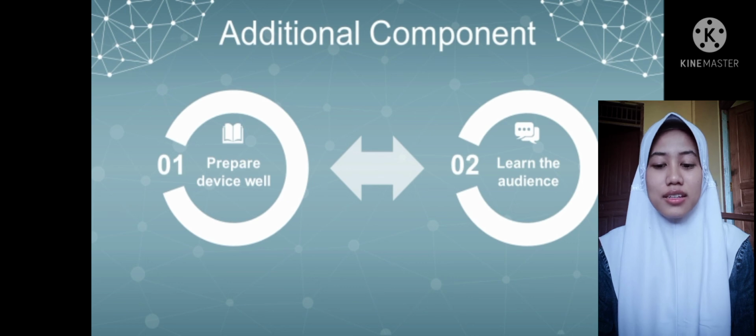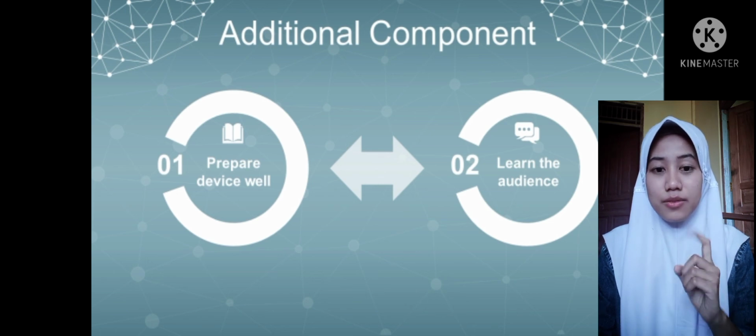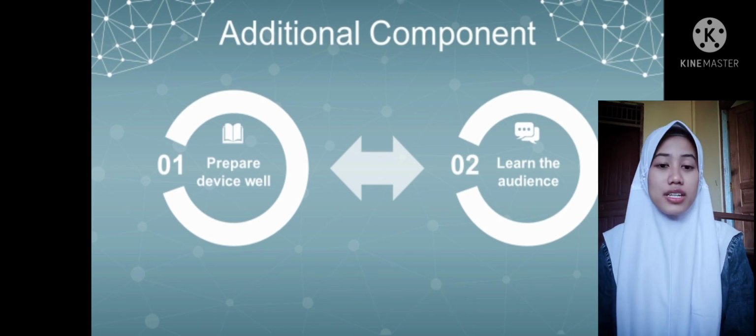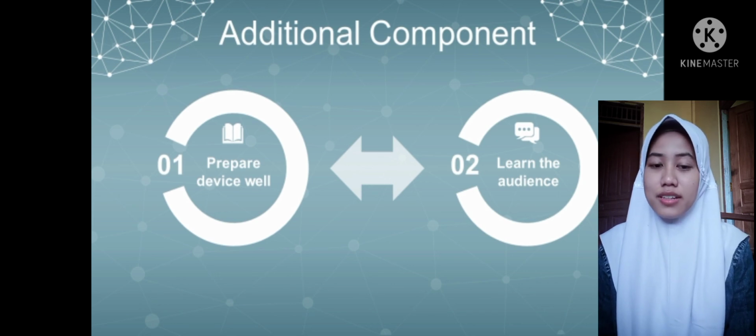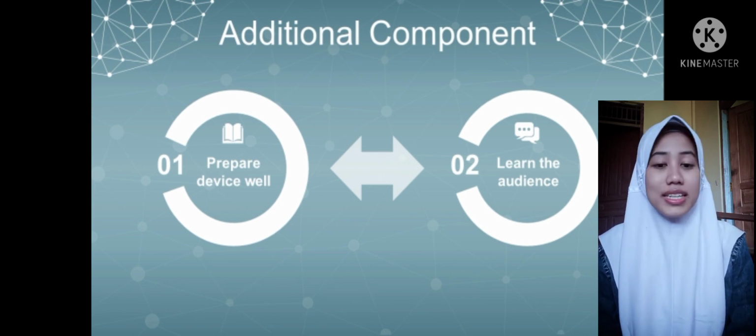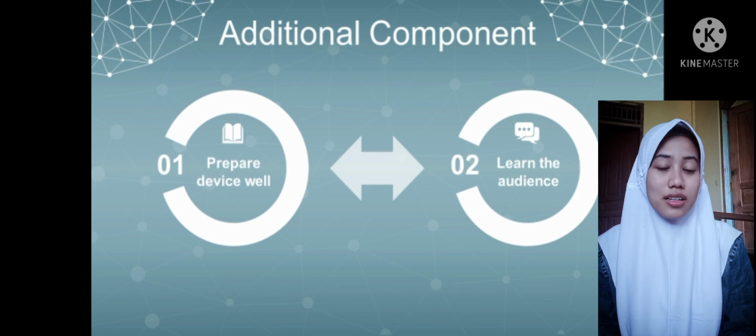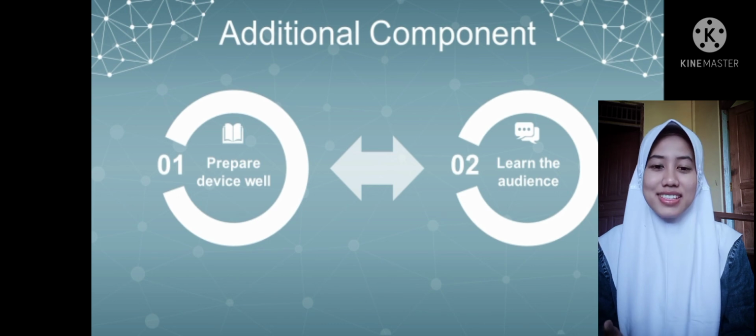Then continue to the last step. There are additional components. There are 2 points here. The first is prepare the device well. Create a simulation to make sure the device is already used, and provide other options for things that may potentially cause problems. The second is learn the audience. It will help you as a presenter to choose words and make illustrations or examples that relate to the audience's experience, whether they are old people, young people, or the millennial generation.